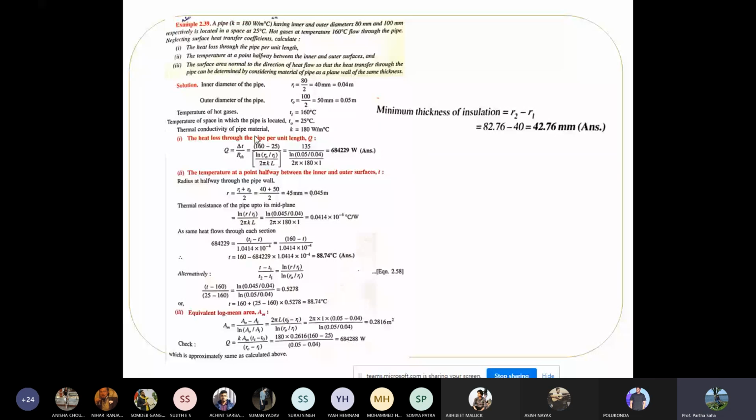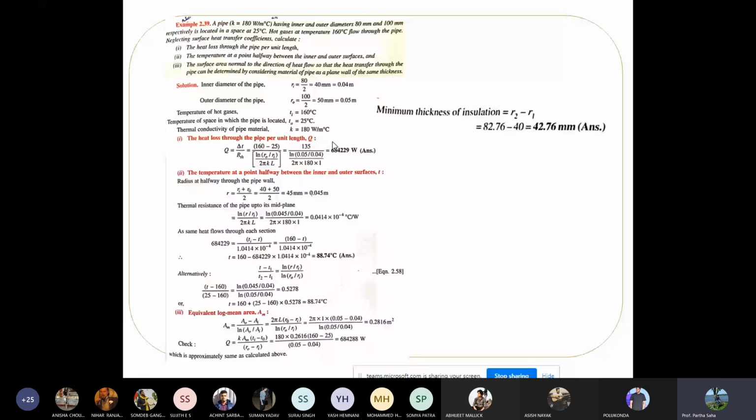So actually heat loss will be Q equals delta T by R, right? Simple equation. Delta T is the temperature difference, R is the thermal resistance. So 160 minus 25, divided by ln(Ro/Ri) over 2 pi KL. Per unit length, so L will be 1. 160 minus 25 is the temperature difference, Ro and Ri you know, and then you calculate, right? So actually heat loss to the outside, not a negative sign, so actually heat is flowing outside.